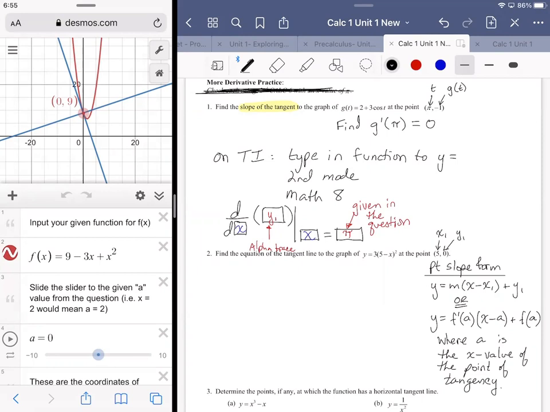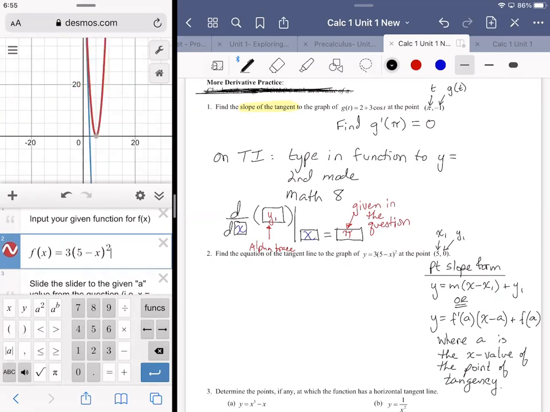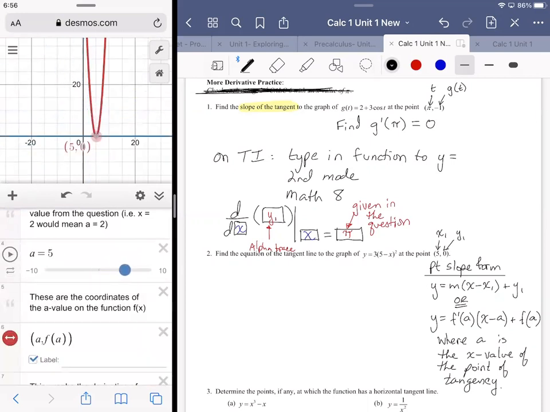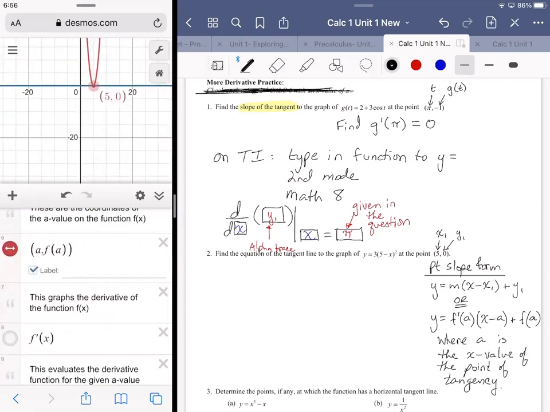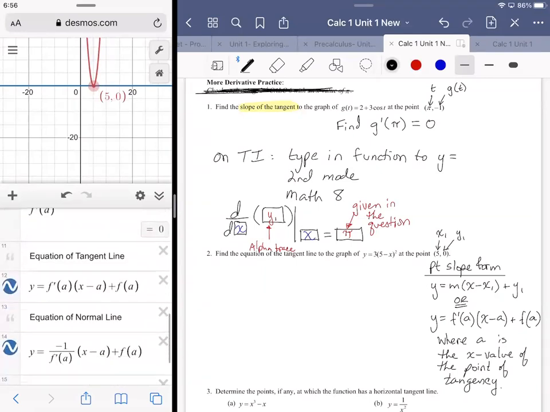So 3 parentheses, and this is assuming you want to do it strictly on Desmos. 3 parentheses, 5 minus x, close it up and square it. At the point 5, 0, so I'd slide my slider to 5. And then I go down, they gave the coordinate 5, 0, so we're good there. We have the equation of the tangent line in the appropriate form. That looks an awful lot like the x-axis.